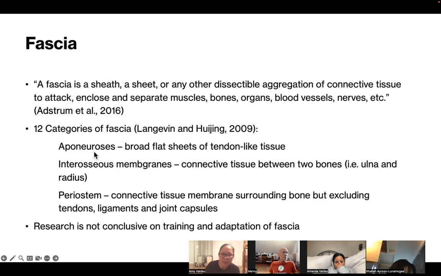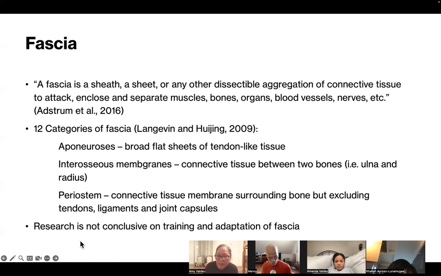Aponeurosis is flat sheets of tendon-like tissue. Interosseous membranes, sorry about the misspelling, are connective tissue between two bones, like between the ulna and the radius in your forearm, so the tissue between them. Periosteum is connective tissue membranes surrounding bone, but excluding tendons, ligaments, and joint capsules.